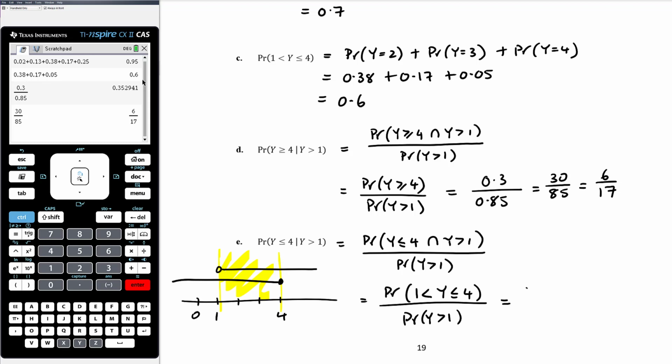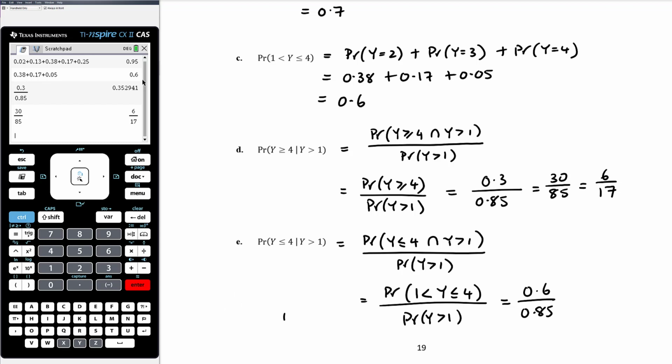Okay, so our answer to part C was 0.6 over, we've already worked out y bigger than 1 in the previous question, 0.85. And so again, that's 60 over 85, which is going to be twice as big as this, so 12 over 17.